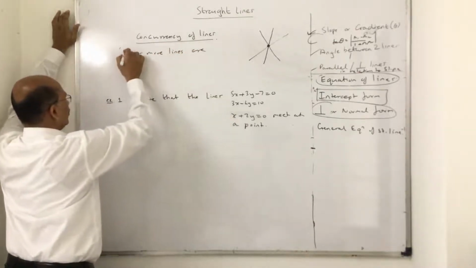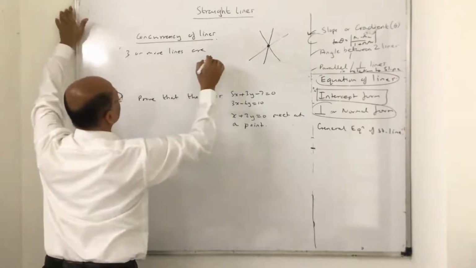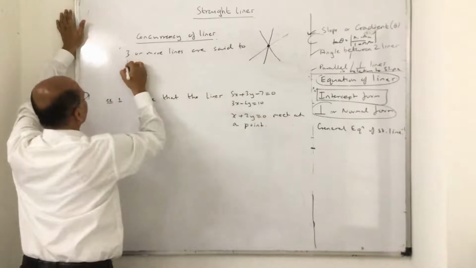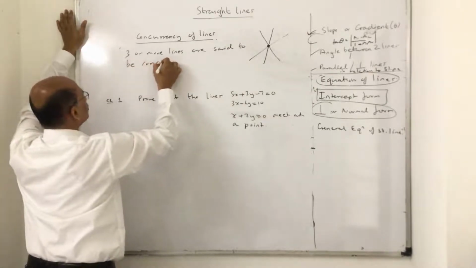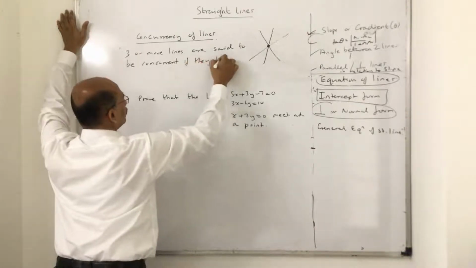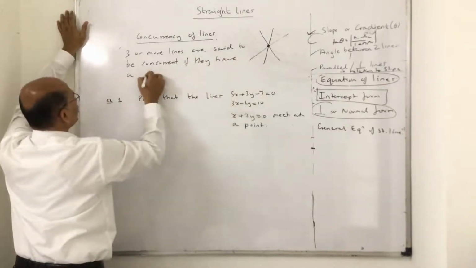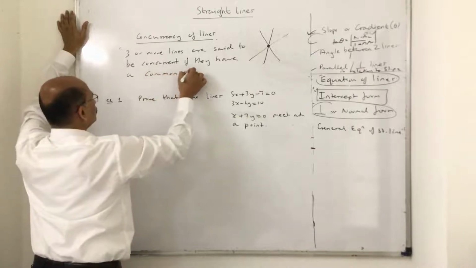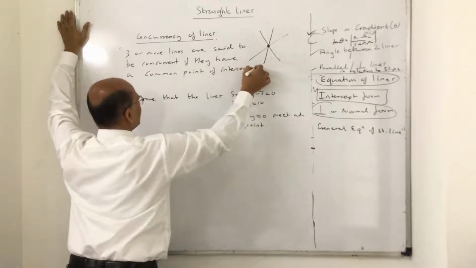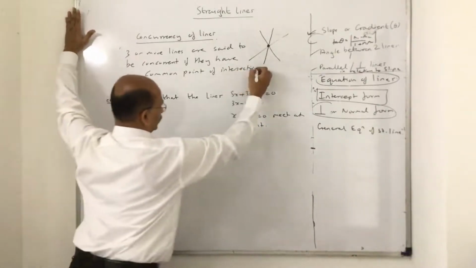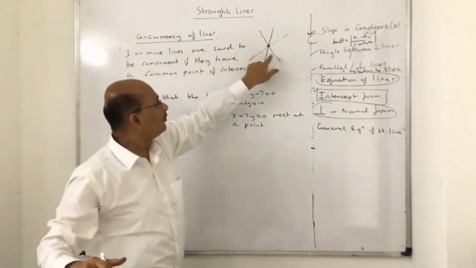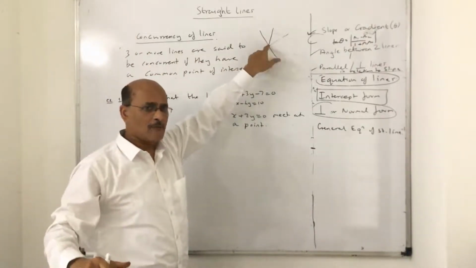In fact, I will say 3 or more lines are said to be concurrent if they have a common point of intersection. Now, it's a very easy concept actually. What is important here is that 3 or more lines are said to be concurrent if they have a common point.